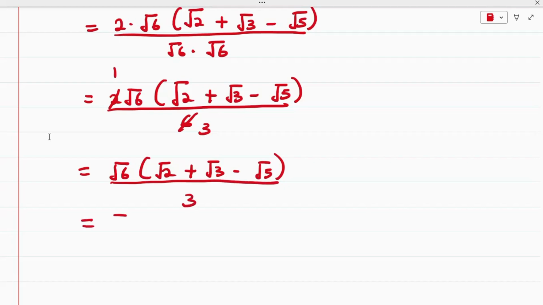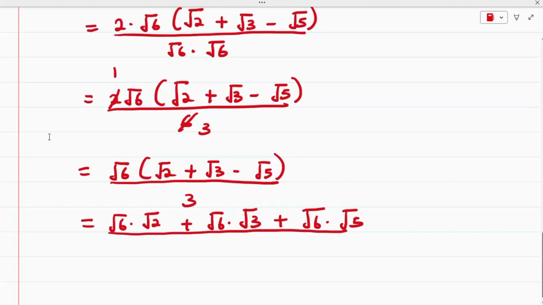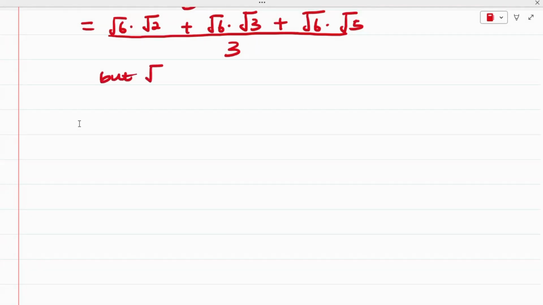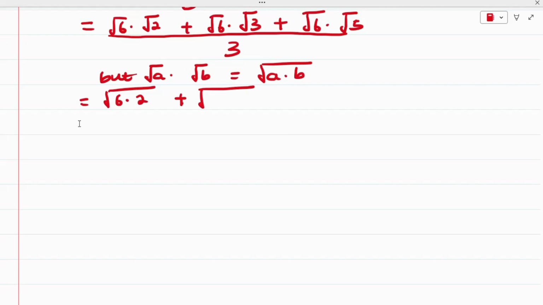So this is equal to the root of 6 multiply the root of 2 plus the root of 6 multiply the root of 3 plus the root of 6 multiply the root of 5 divide 3. But we know that if we have the root of a multiply the root of b, this is equal to the square root of a multiply b, right? So this is equal to the square root of 6 multiply 2 plus the square root of 6 multiply 3 plus the square root of 6 multiply 5, and this is dividing 3.